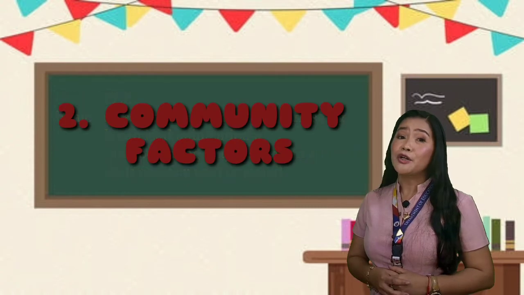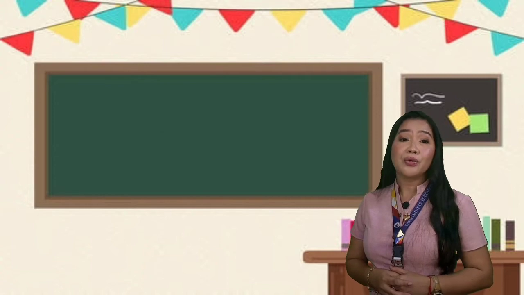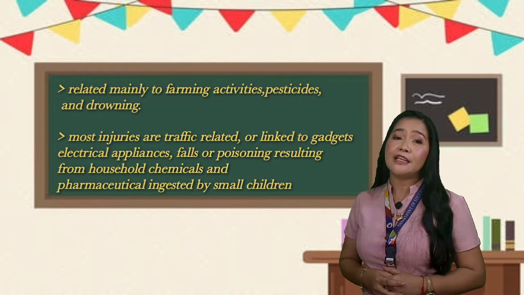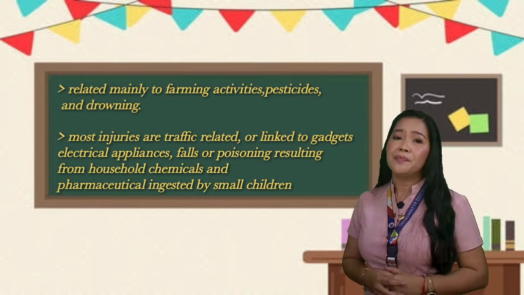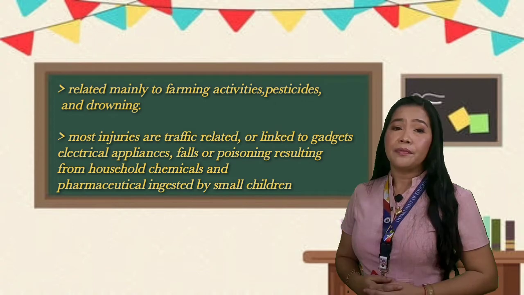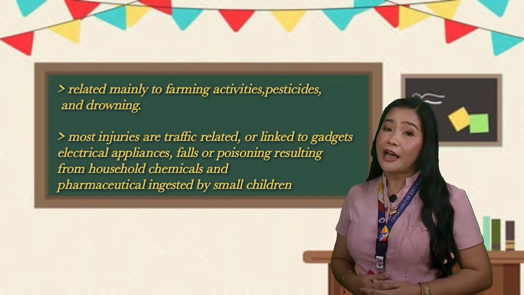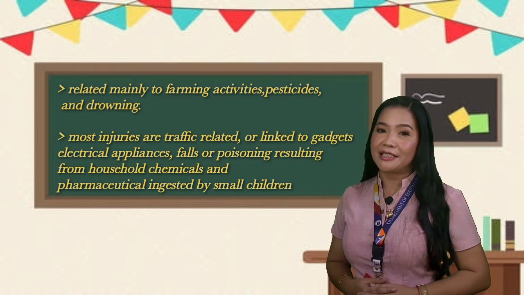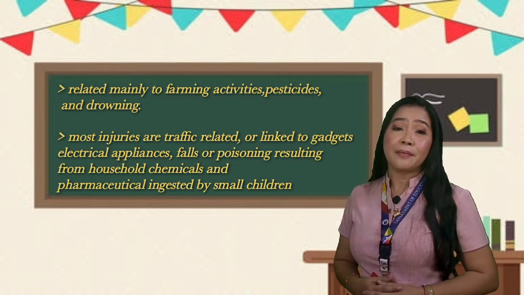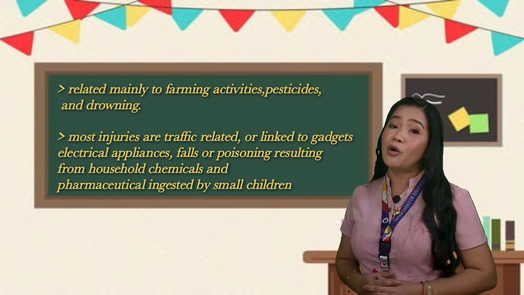Number 2, community factors. Under these are rural areas. Unintentional injuries are related mainly to farming activities, pesticide poisoning, and drowning. Most injuries are traffic-related or linked to gadgets and electrical appliances. Falls or poisoning resulting from household chemicals and pharmaceuticals ingested by small children.